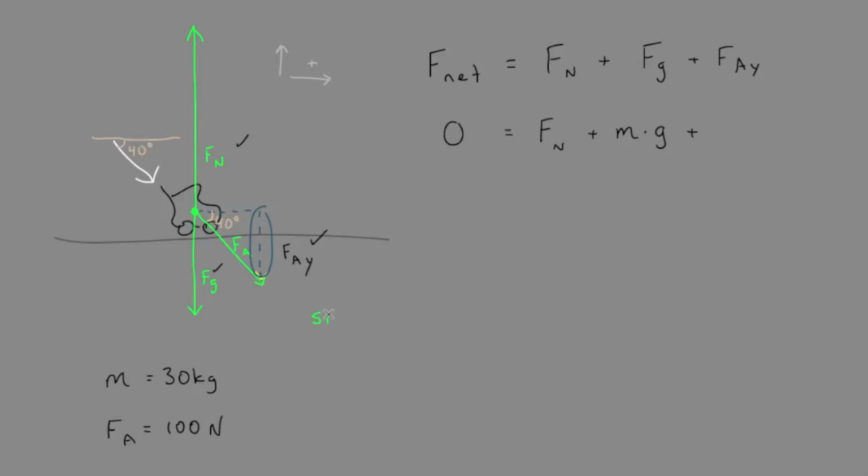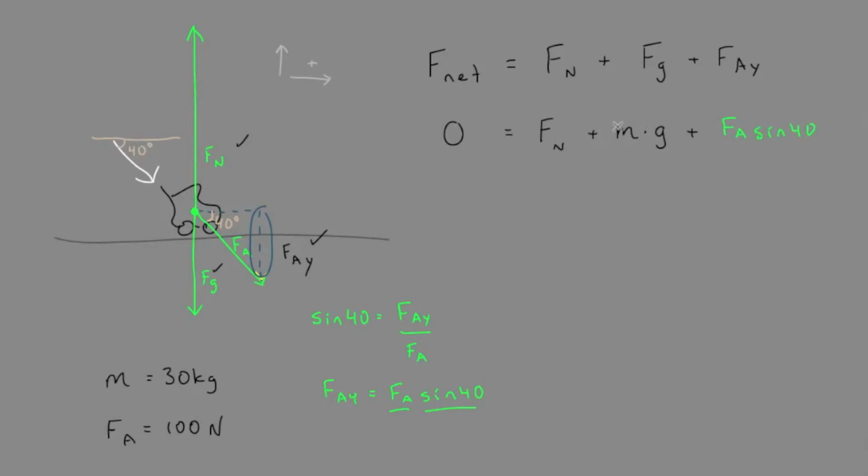It's sine. So the sine of 40 is the opposite, FAY, divided by the hypotenuse, which was the applied force. And if we rearrange this, you should see that we can isolate for the y component of our FA, our applied force, which is FA sine 40. So you can go straight into your hypotenuse times the sine of the angle. So we have that here, FA sine of 40.